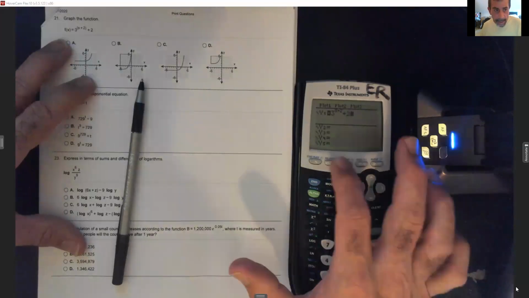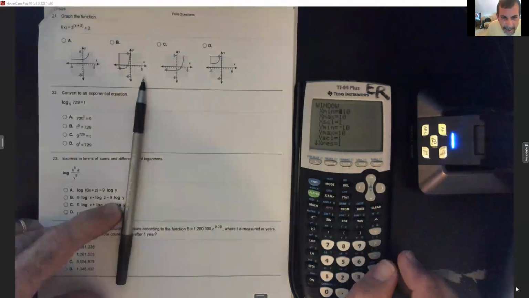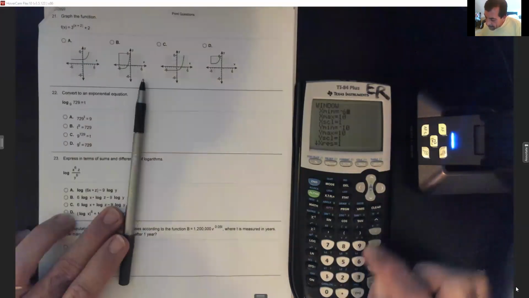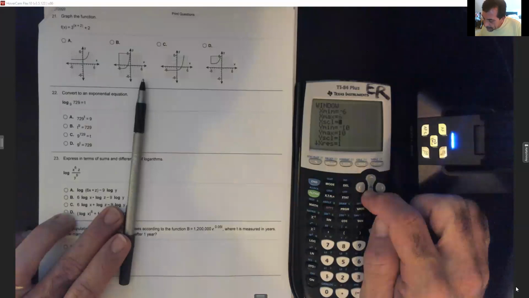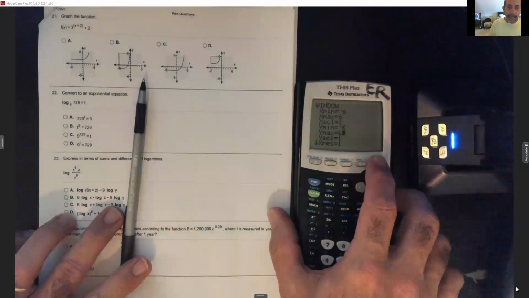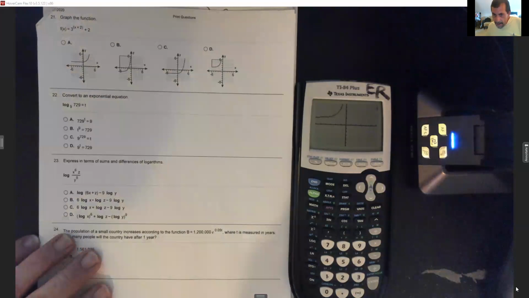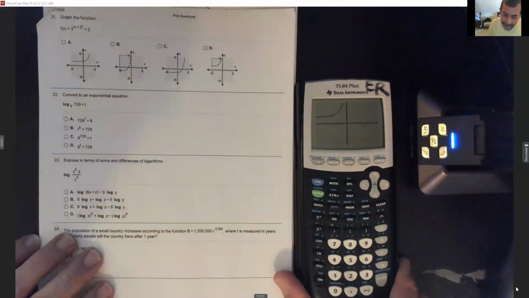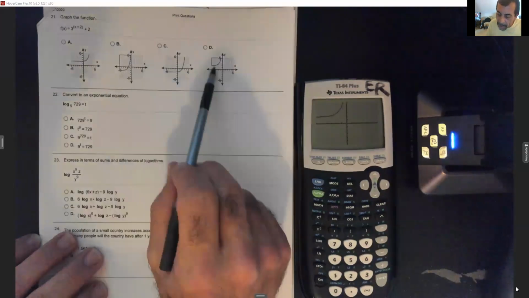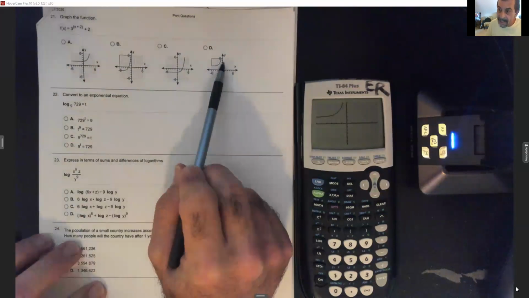So now let's go to window and go from negative, it looks like negative 6s. So negative 6, 6, negative 6, 6. Now my window looks good. When I hit graph, it's going to look like one of these pictures. So it sort of goes across there and then rises. Ooh, that goes too far. That's down. Look right here. It goes across and then it curves up before it crosses the y-axis. So I would go with D as in dog.